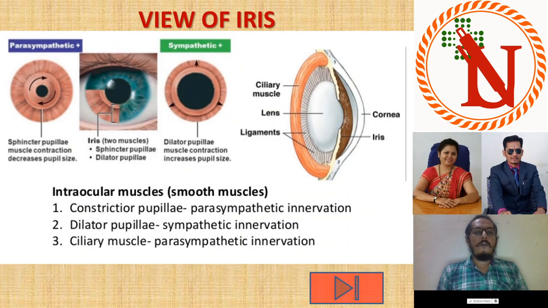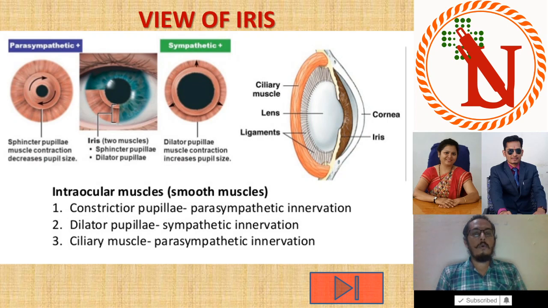Here is the view of the iris. As I said, inside there is the sphincter pupillae, a circular muscle. When it constricts, it produces constriction of the pupil. That means it decreases the size of the pupil, which is known as miosis. And outside that, there is the dilator pupillae, which is known as the radial muscle. When it constricts, it dilates the pupil.